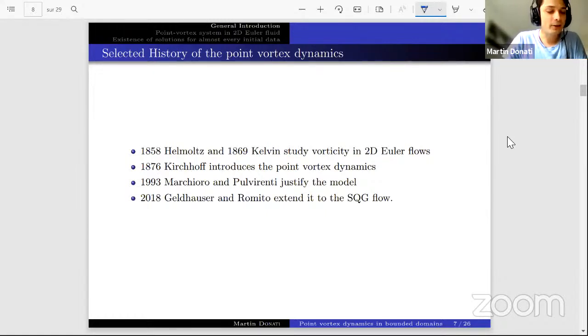So a quick history of the point vortex dynamics. It was studied first 1.5 centuries ago and introduced by Kirchhoff after Helmholtz and Kelvin's study of the vorticity. And in 1993, Marchioro and Pulvirenti justified the model. And I'd like to mention also that recently Gelthauser and Romito extended it to the surface quasi-geostrophic flow, which is a nice model for the atmosphere, which once again extends the use of the point vortex model.